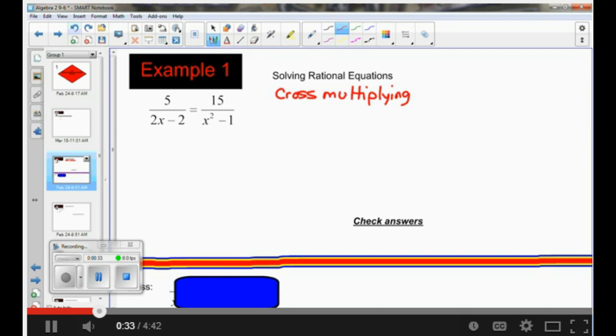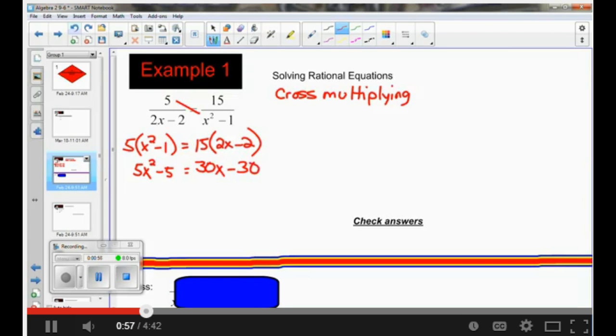If we have just one expression equal to a second expression, we're going to simply cross multiply. So starting in this direction, I'm going to go 5 times the quantity x squared minus 1 equals 15 times the quantity 2x minus 2. I'll distribute, and then, since this is looking like I've got a quadratic term and a linear term, it's going to be a quadratic equation. I'm going to bring everything over to the left side.